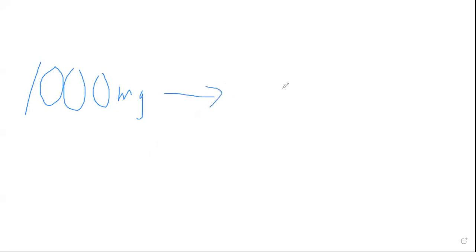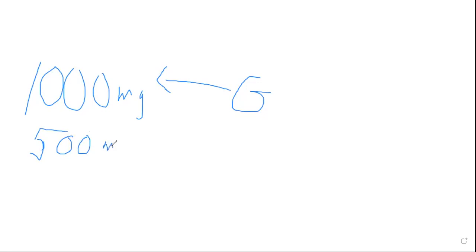Okay, so let's write it out here. We have 1,000 milligrams going to grams. Now, this might actually help you if we do it this way, because to go from milligrams to grams, we're going to go this way on the scale. The next one, we're going 500 milligrams, also going to grams. So again, we're going to go this way on the scale.